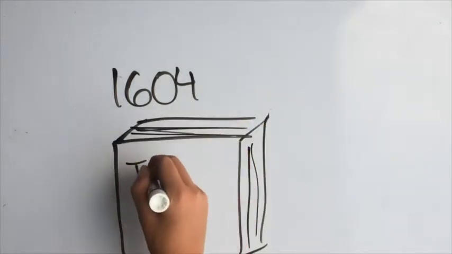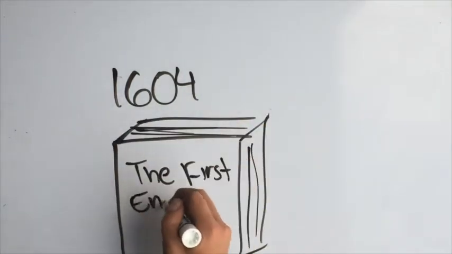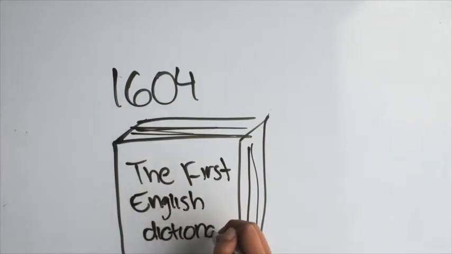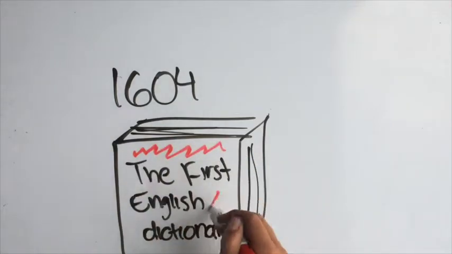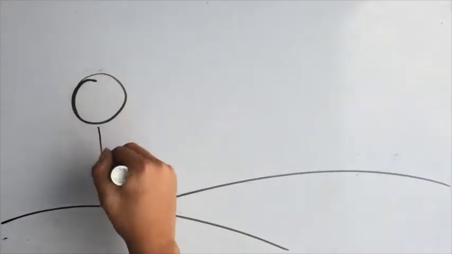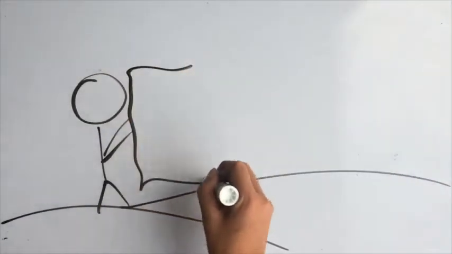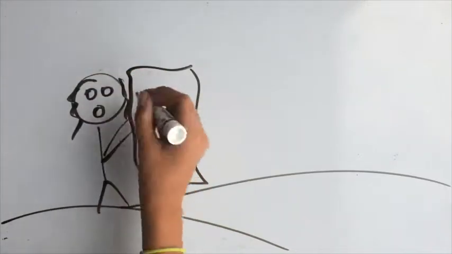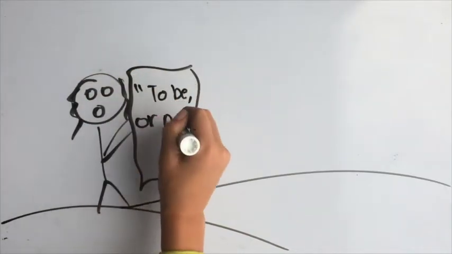In 1604, the first English dictionary was published. This work contained about 3,000 words. It was called the First English Dictionary. Hamlet's famous "to be or not to be" lines were written in early modern English by Shakespeare.